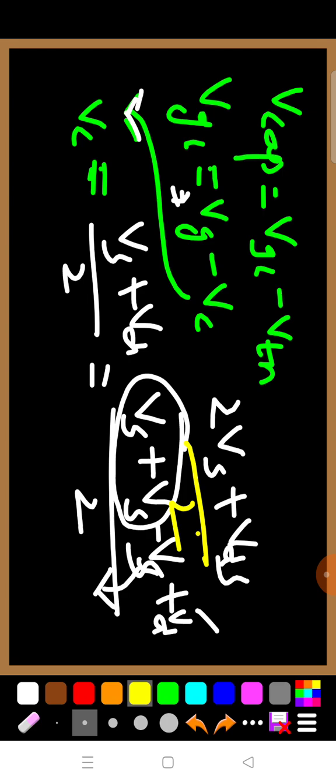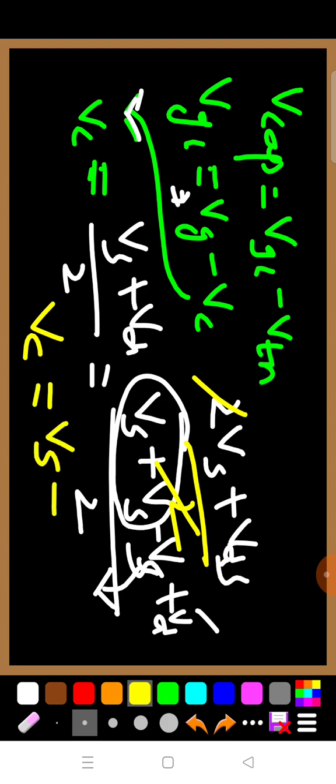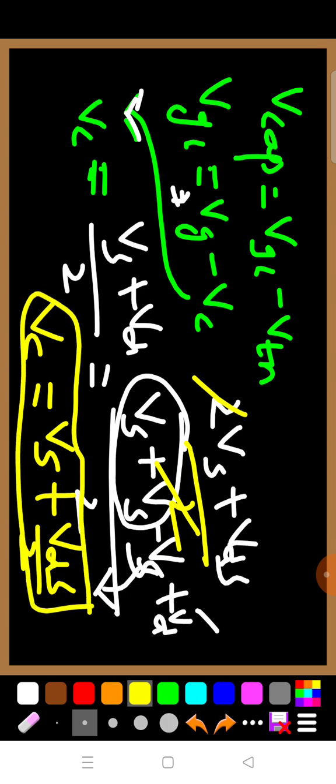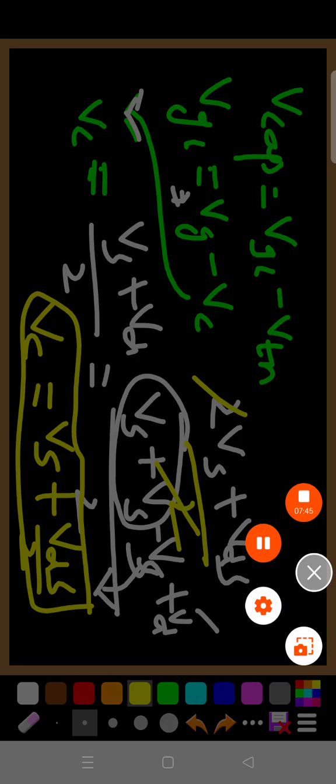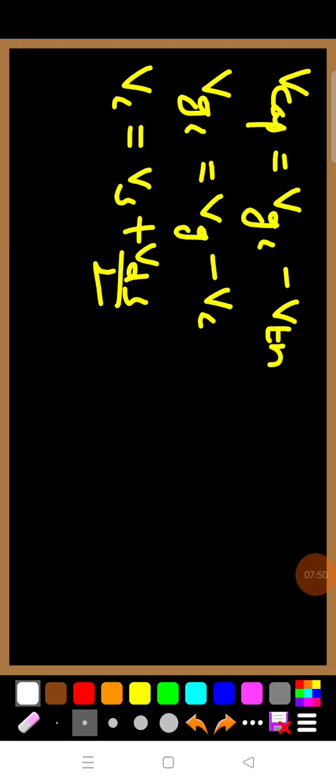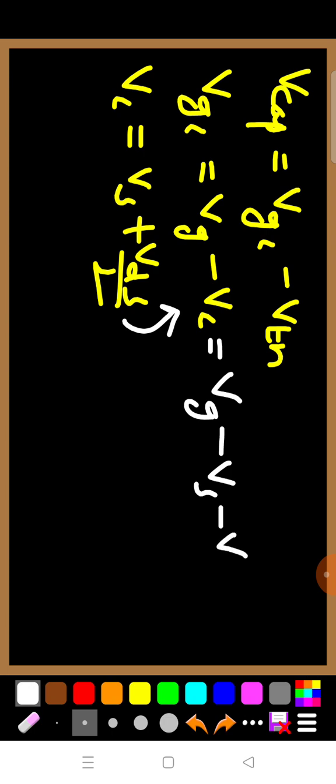Now if you further split, this 2 gets cancelled. What is the remaining of this expression? Vs, but don't forget the 2 is not cancelled for this Vds. This is Vs plus Vds by 2. Is it understood? Now I'm going to substitute this Vc in VGC. If I substitute this Vc here, then what will happen? Vg minus Vs, it becomes minus Vds by 2.